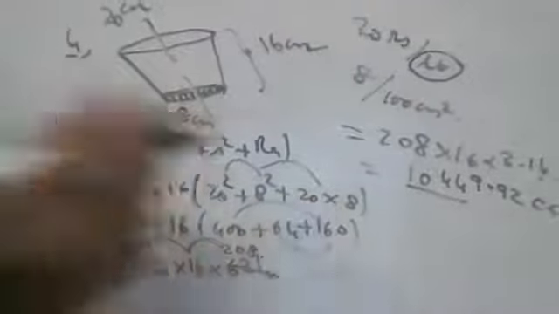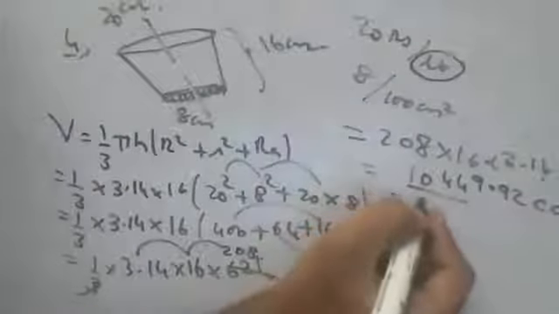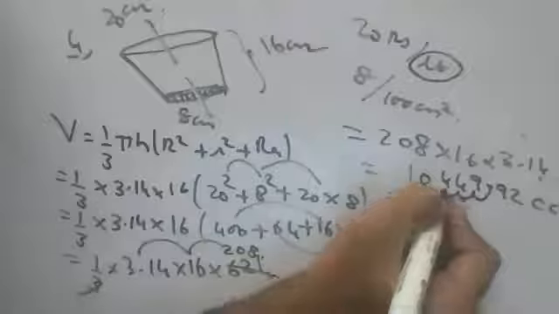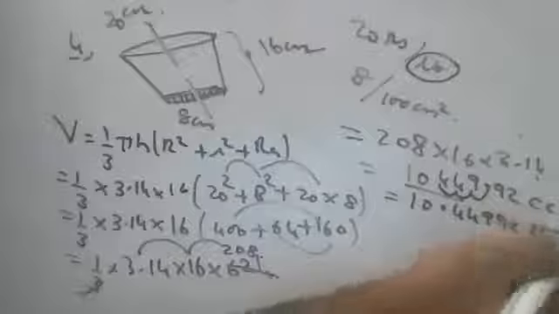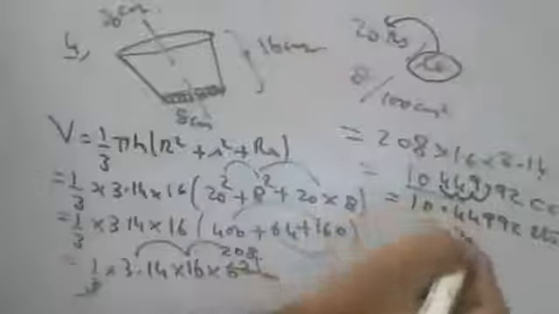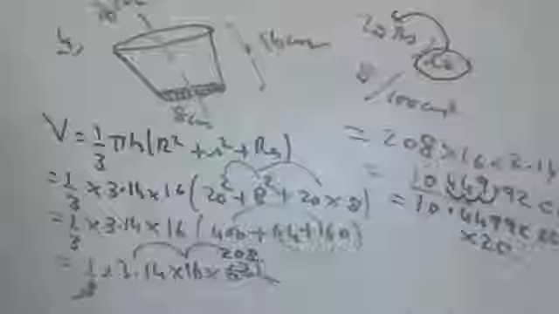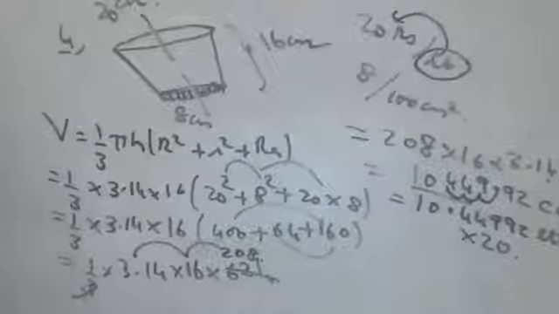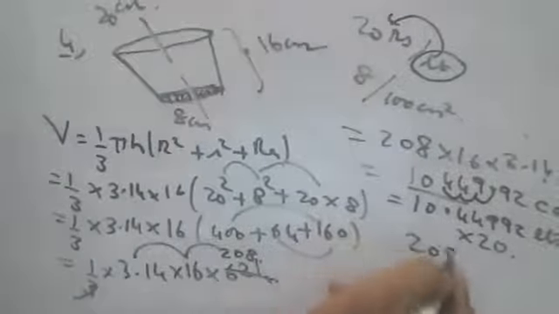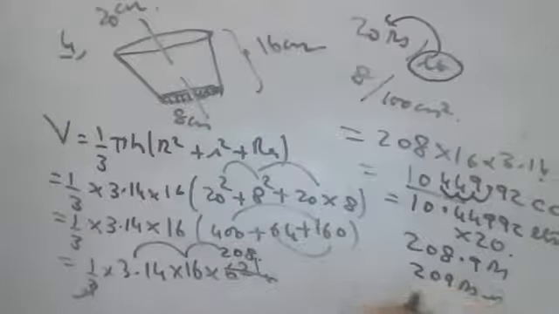10449.92 cc. Now I'm converting cc to liters. How to convert cc to liters? Divide by 1000. So it is 10.44992 liters. Cost is asked. 1 liter is 20 rupees. This many liters, how much? Multiply into 20. So 10.44992 into 20 gives 208.9 rupees. Approximately we can say 209 rupees is the cost of milk.